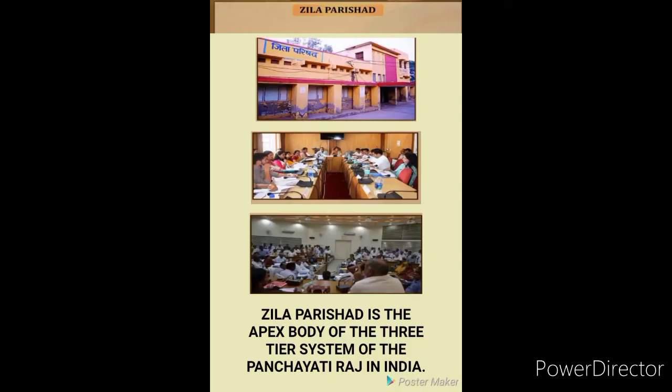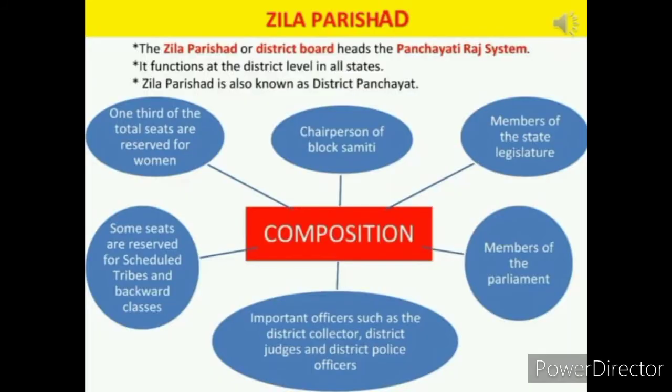Jilla Parishad. Jilla Parishad is the apex body or the supreme body of the three-tier system of the Panchayati Raj in India. The Jilla Parishad or district board heads the Panchayati Raj system. It functions at the district level in all states. Jilla Parishad is also known as district panchayat. Jilla Parishad or district panchayat comprises the following members.